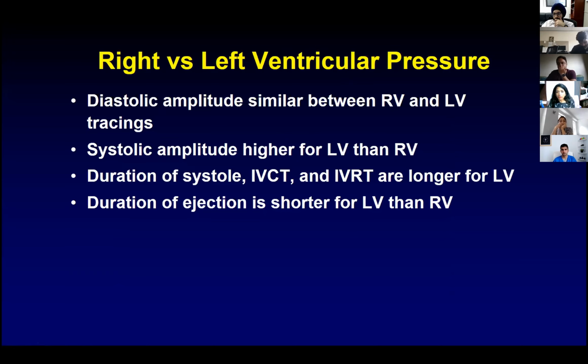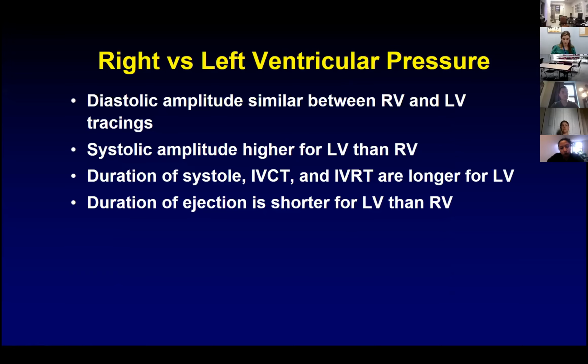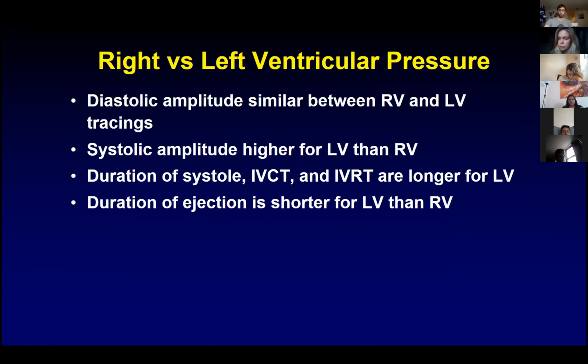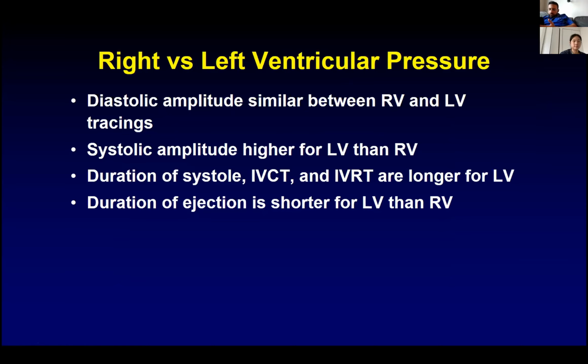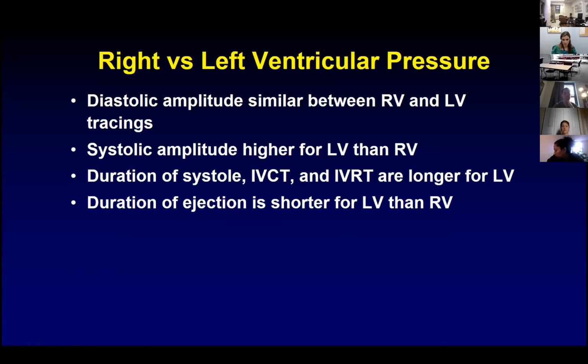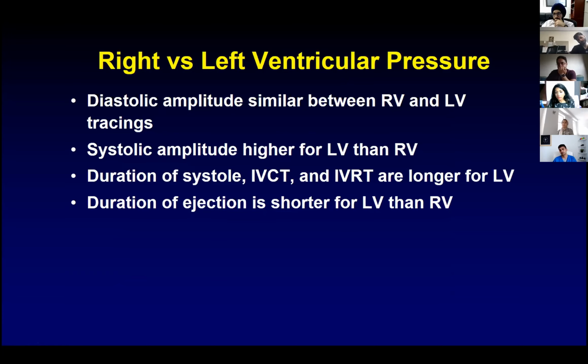Comparison between the RV and the LV pressure tracings, generally the diastolic amplitude is similar. The systole is obviously higher in the LV compared to the RV. The LV systolic pressure is in the range of around 120. The RV systolic pressure is in the range of 20 or so. The duration of systole, isovolumetric contraction, and isovolumetric relaxation are generally longer for the RV, and the duration of ejection is shorter for the LV than the RV because of the higher pressures generated.